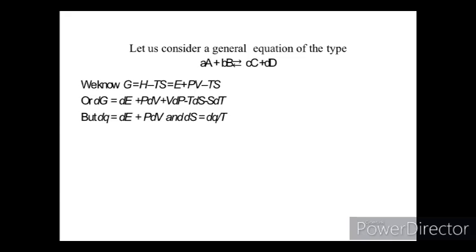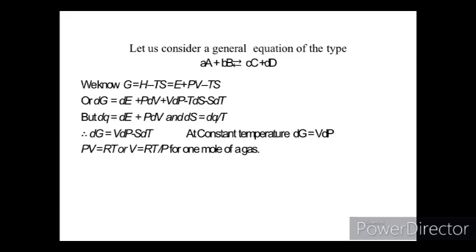Here dE plus PdV is equal to dQ, and TdS is also dQ because dS equals dQ by T. So dQ equals TdS. Minus TdS is minus dQ, and here it is plus dQ, so both cancel. The remaining terms are VdP minus SdT. So dG is equal to VdP minus SdT. At constant temperature, dT is equal to 0. Therefore dG equals VdP.